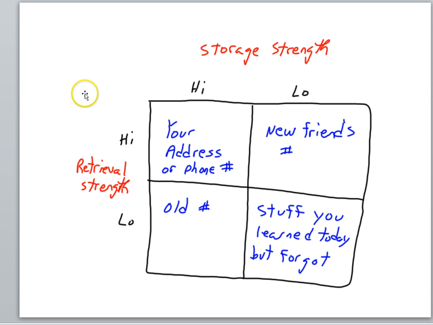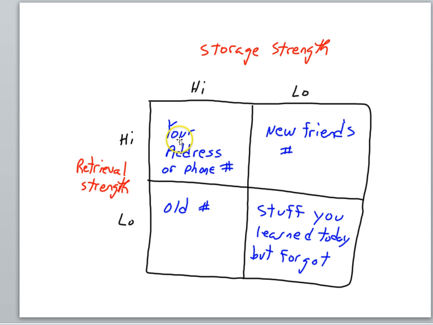Now, to get a sense of what he means by storage strength and retrieval strength, let's take a look at this grid here and use some simple examples. Take your current address and your current phone number. Now, you've probably rehearsed that. You've learned it well, so it's easily accessible. So that would be to have high retrieval strength. And you've accessed it so many times, Bjork is going to argue there's high storage strength as well.